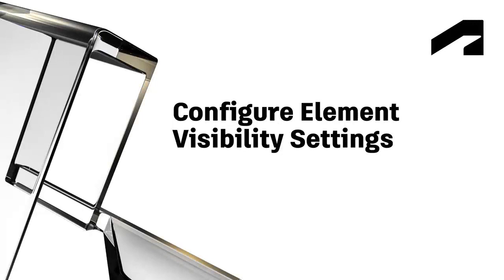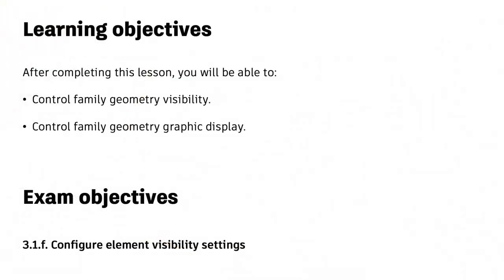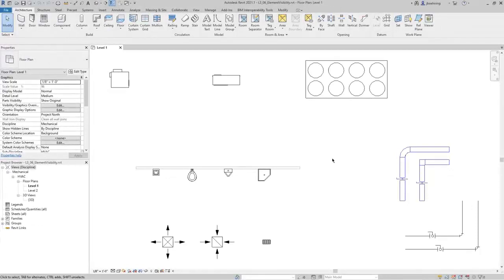In this video, we will cover controlling family geometry visibility and controlling family geometry graphic display. When you are creating families, you can control how they appear in various views of the project. For example, in this floor plan view, the detail level is currently set to medium. When you change this to fine, you can notice that certain components change the way they appear. For example, the valves in the piping and the dampers in the ductwork now appear with actual geometry.